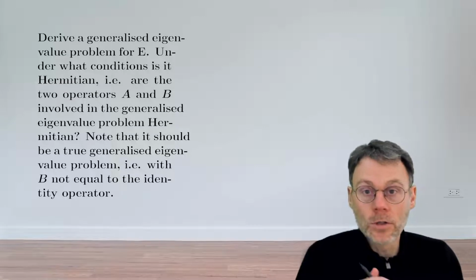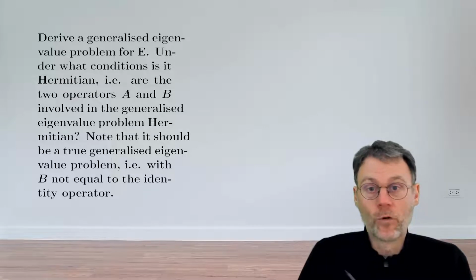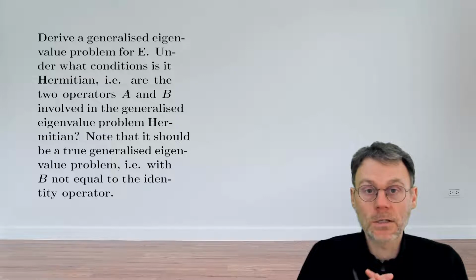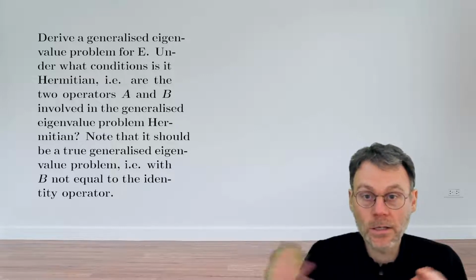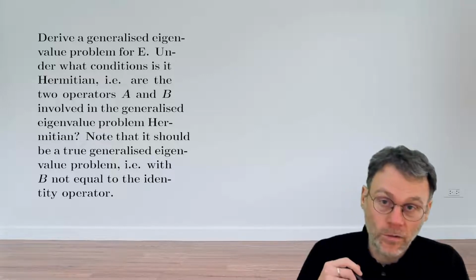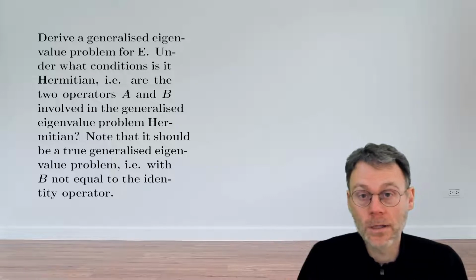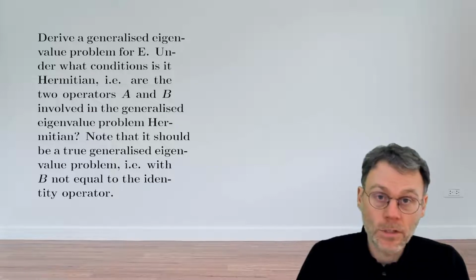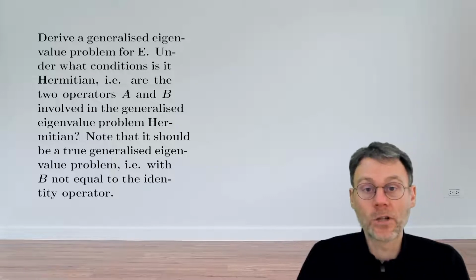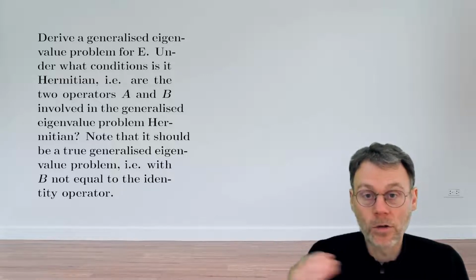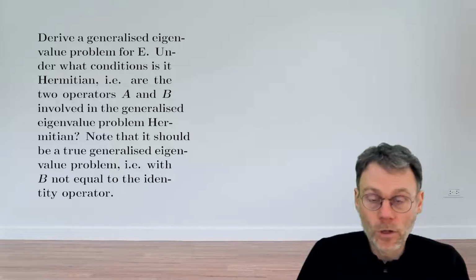In the notes, we've derived an eigenvalue problem for the magnetic field. The question is, can you also derive a generalized eigenvalue problem for the electric field? And while you're at it, can you figure out if the operators A and B involved in that generalized eigenvalue problem are actually Hermitian or not? So pause the video and try to answer this question.